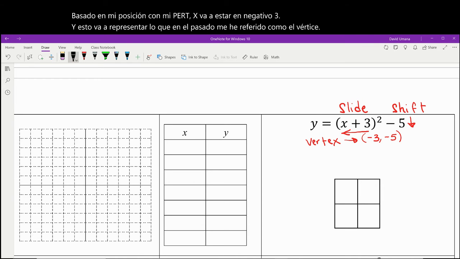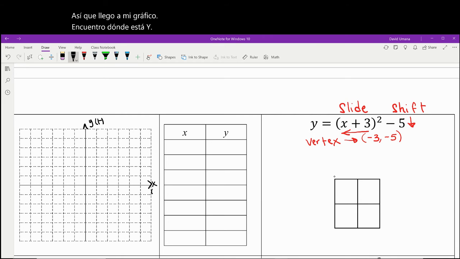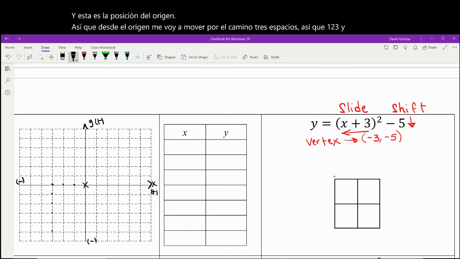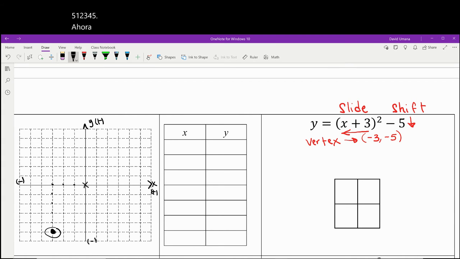So I come to my graph, I find where y is, I find where x is on the positive side, I have the negative, I have the negative, and this is the position of the origin. So from the origin, I am going to move across the way 3 spaces. So 1, 2, 3, and down 5. 1, 2, 3, 4, 5. Now, this is now going to represent the position of the vertex.